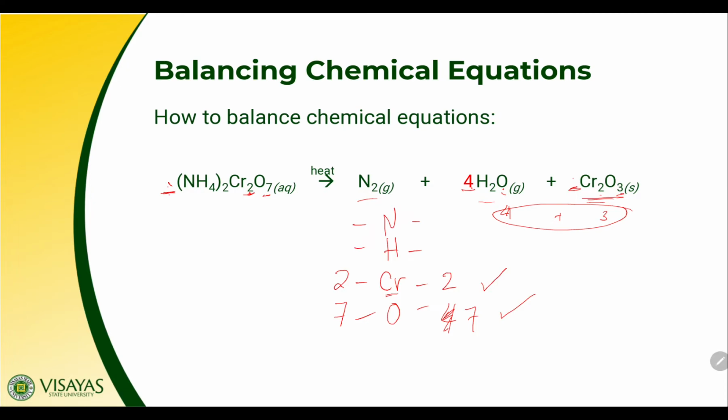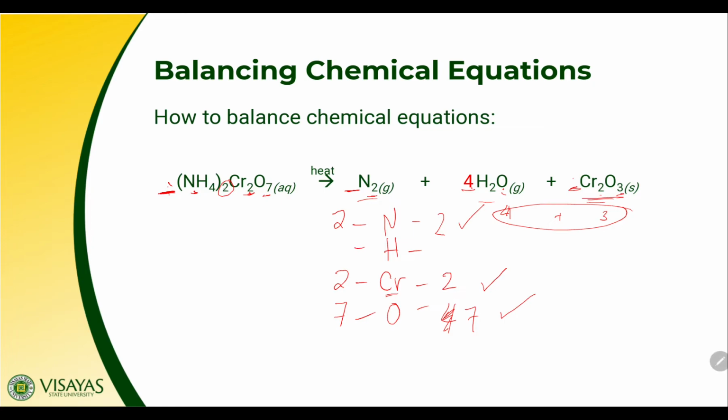Next, we move to the nitrogen atom. On the reactant side, we have 2 times 1 is 2, times 1 on the coefficient, so we have 2. On the product side, we have 2 times 1 in here. We also have 2. Okay, so we have a balanced number of nitrogen atoms in the equation. Next, the last one is hydrogen.